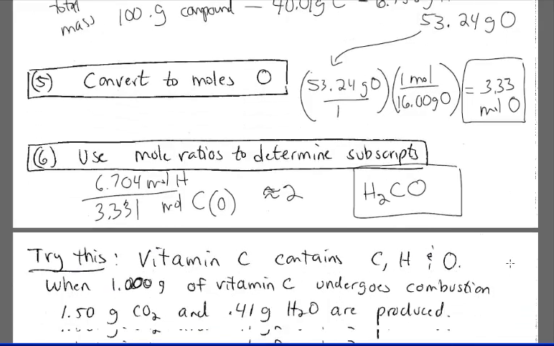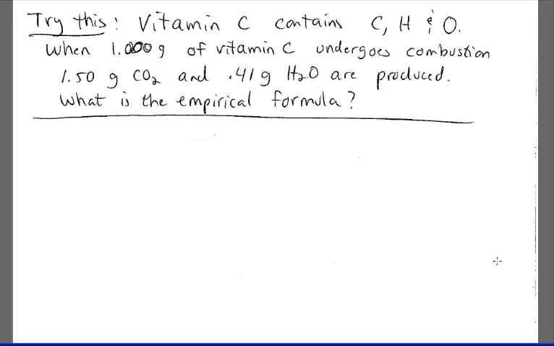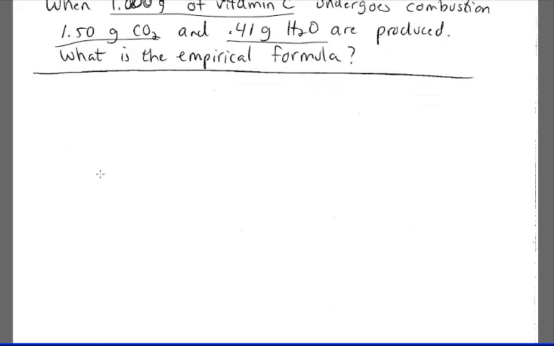All right, let's have you try one. Vitamin C, likewise, contains carbon, hydrogen, and oxygen. We're going to start with 1 gram of vitamin C. So you're going to try to figure out the empirical formula for vitamin C. It underwent combustion. We made 1.5 grams of CO2 and 0.41 grams of water. All right, so stop the video and work on it yourself, and I will proceed to do it. All right, step 1 was finding moles of carbon dioxide and water. So we'll convert these numbers.